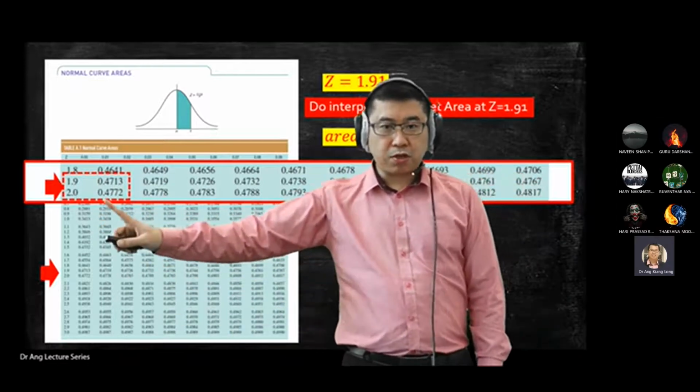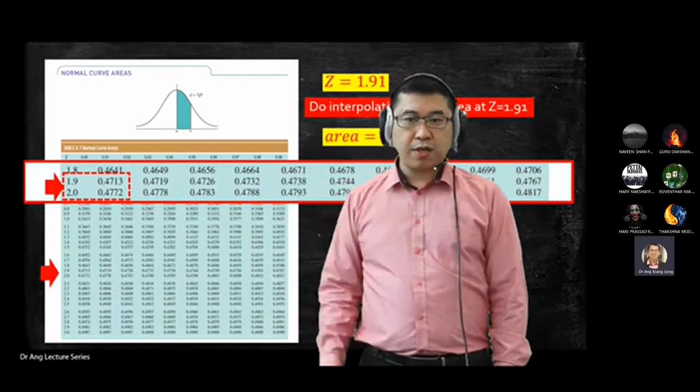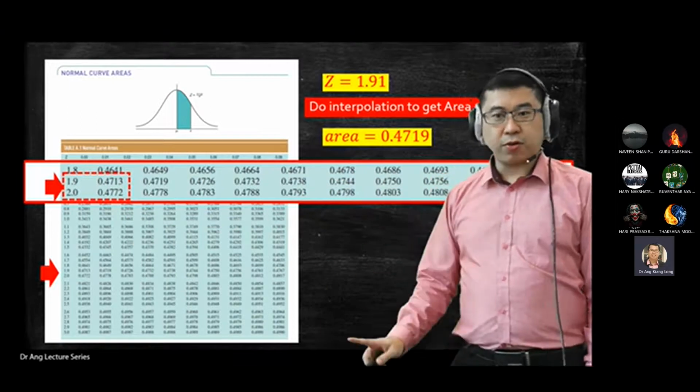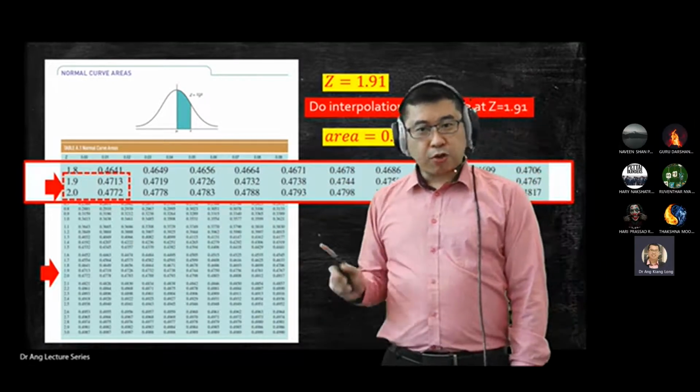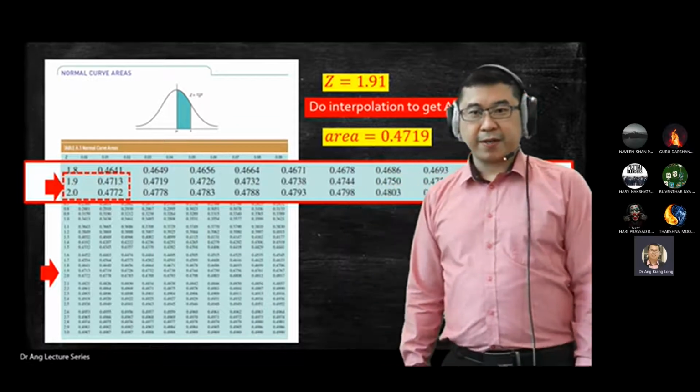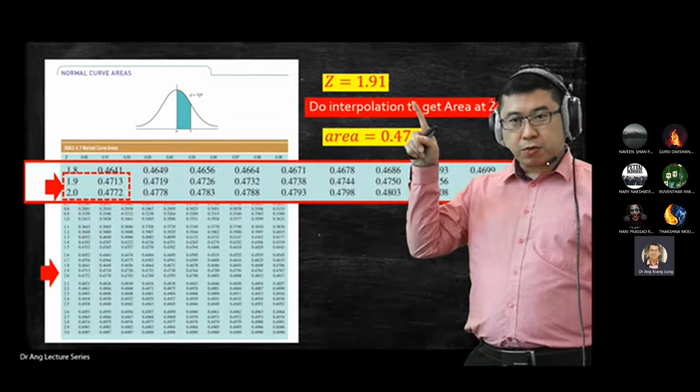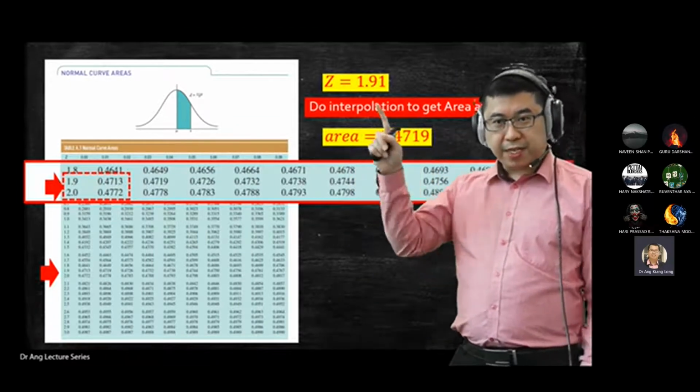If you give me 0.4772, you also get the wrong answer. The rest I don't need to mark anymore, because the following steps are surely wrong already. Okay, so go and revise how to do interpolation.